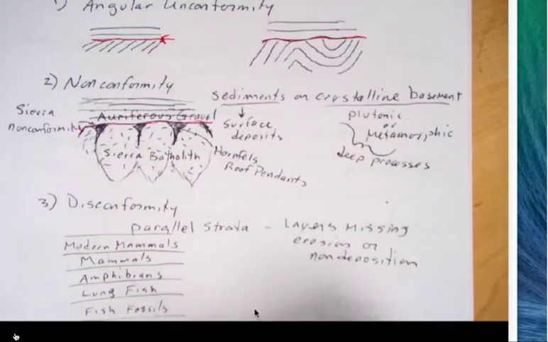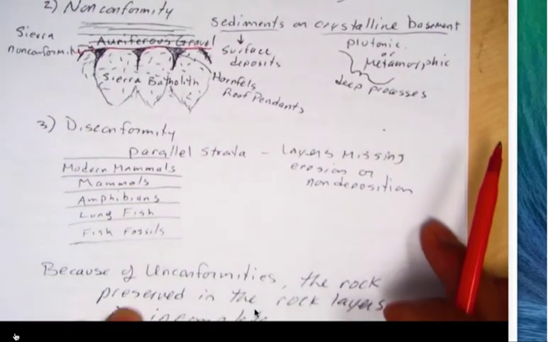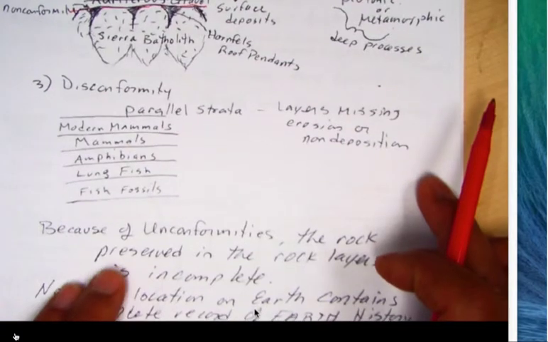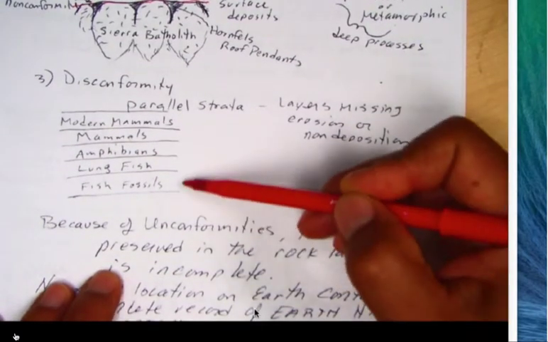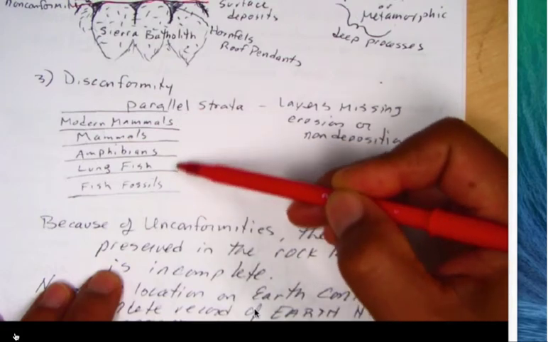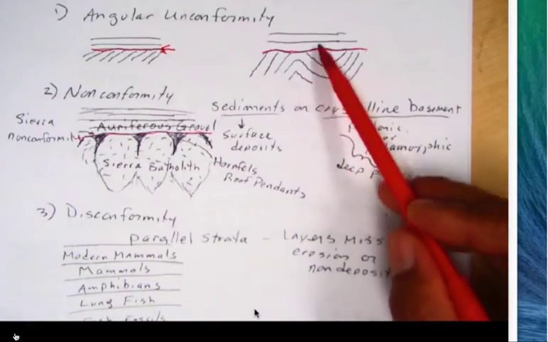These are the ones where we do placer mining, right? Gold-bearing gravels. And finally, the third unconformity is the disconformity. This disconformity deals with a true time gap in that we have a series of parallel strata. Note that it's different than the angular unconformity because we have different angles there.